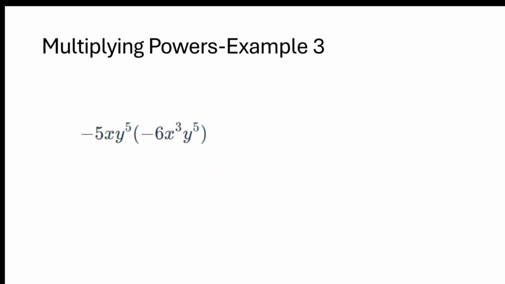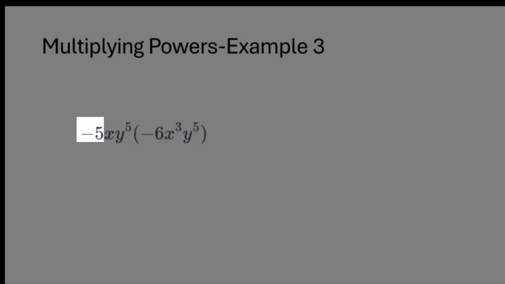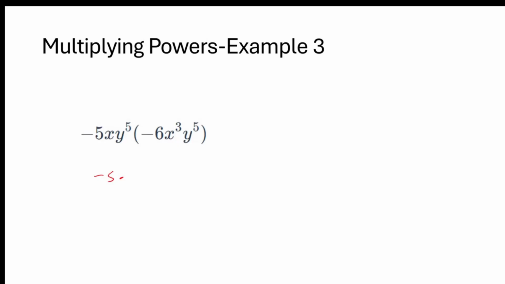All right, let's jump into the third example now. Pause the video for a minute and I want you to try this. All right, now that you've tried it, let's look at this real quick. First, I'm going to get rid of the parentheses. I'm going to rewrite this as -5 times -6 times x cubed. So we're putting the x's together, times y to the 5th times y to the 5th.